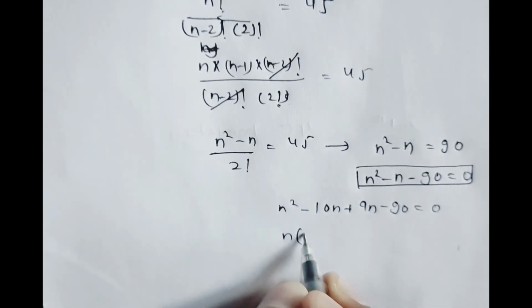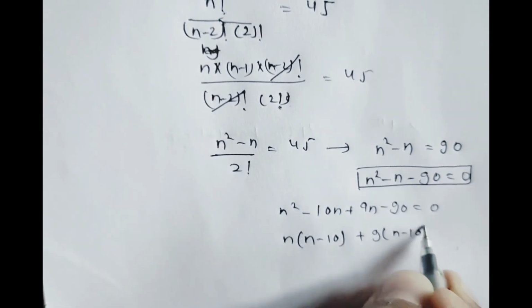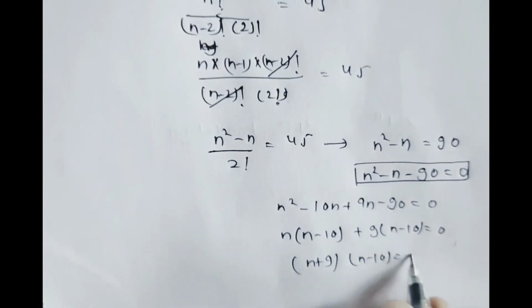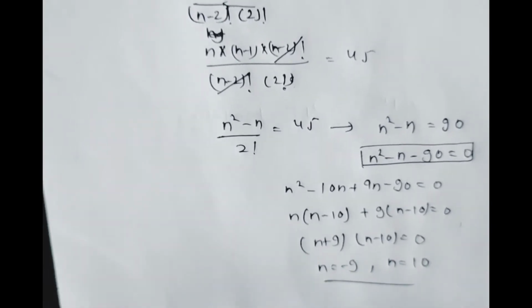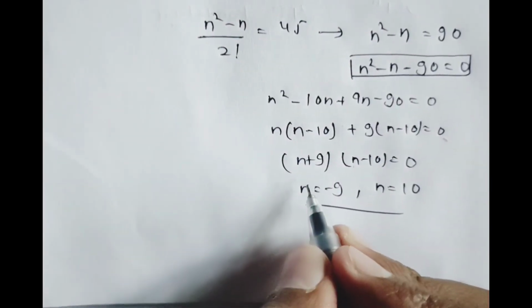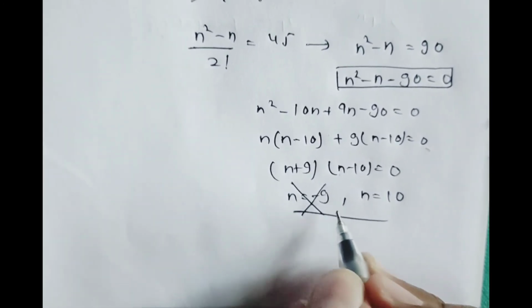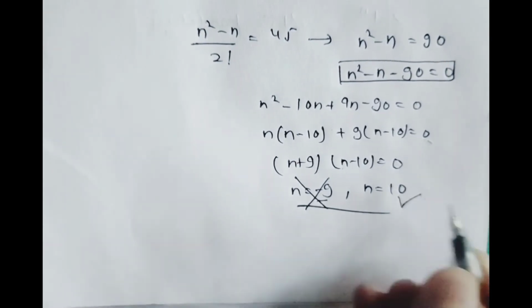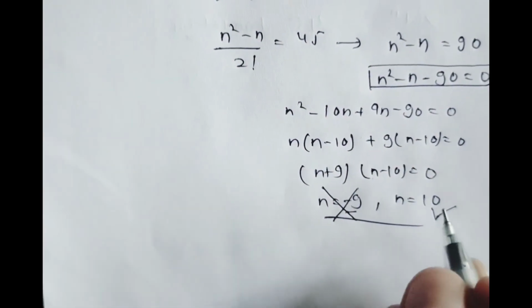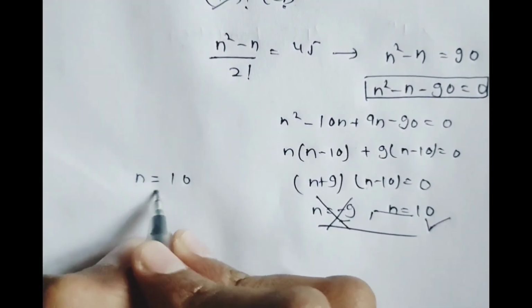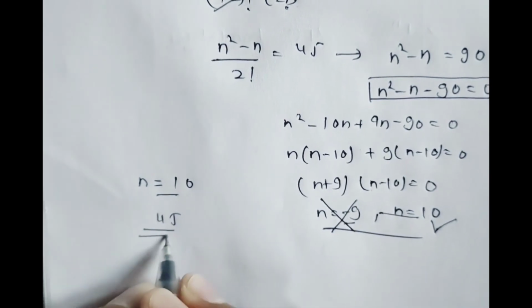Then taking n common, and here 9 as a common, is equal to 0. So (n plus 9)(n minus 10) equals 0, n is equal to minus 9 and n is equal to 10. So this cannot be a solution, because the number of people cannot be negative. So this is our correct answer. So we got our answer, that is 10. It means we require 10 members for 45 handshakes.